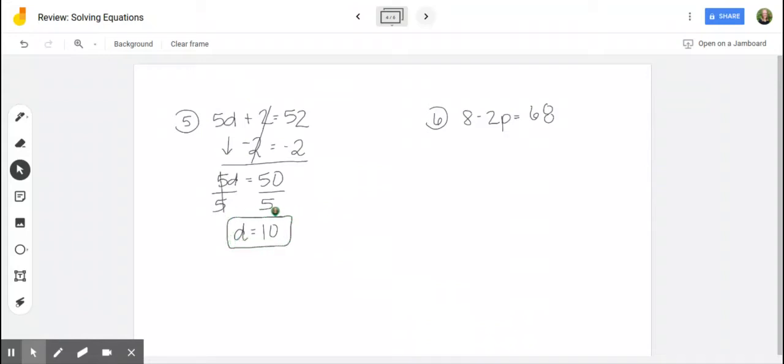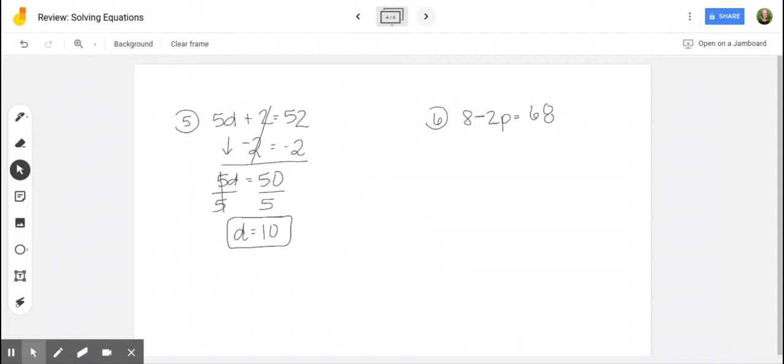Okay, let's look at number 6. 8 minus 2p equals 68. So I need to get rid of an 8, and it looks like there is this -2 that I also need to get rid of. The -2 is touching the p. They're connected. They're being multiplied. So I'm going to get rid of that last. They're going to stay together as long as they can.